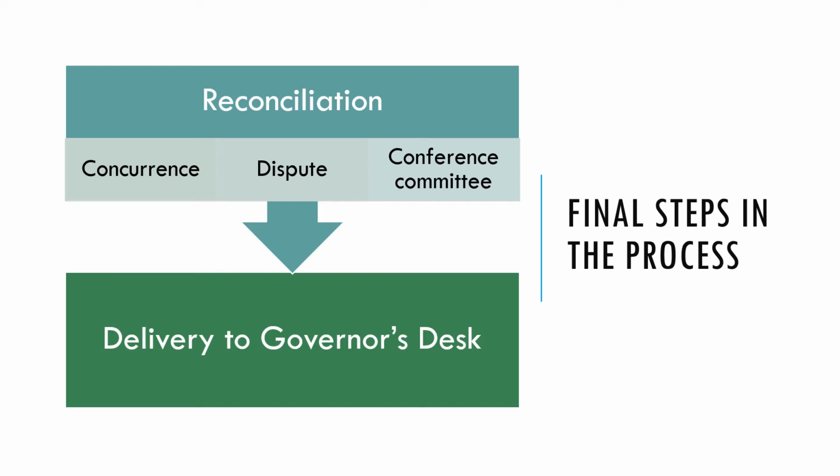Step 7 is a process of reconciliation with three possible outcomes: concurrence, agreement with the changes, and it's off to the governor's desk. Dispute, nope, we disagree with the changes you made and ask you to recede. Or conference, we really need to pull everyone together to see if we can agree on a new version of the bill. Bills can actually go back and forth between chambers when they are in dispute. Sometimes differences can't be reconciled and the bill is lost.